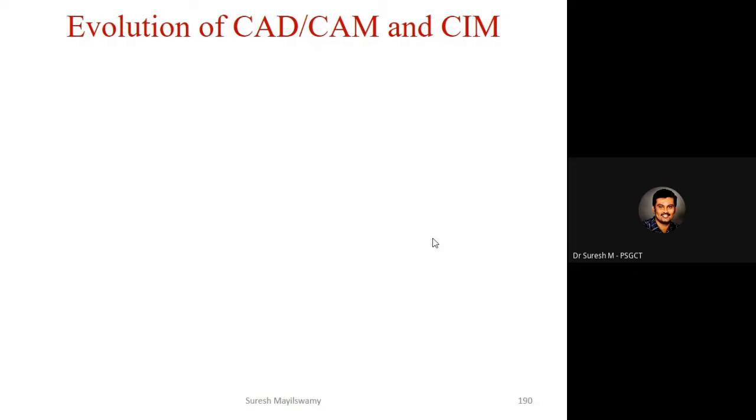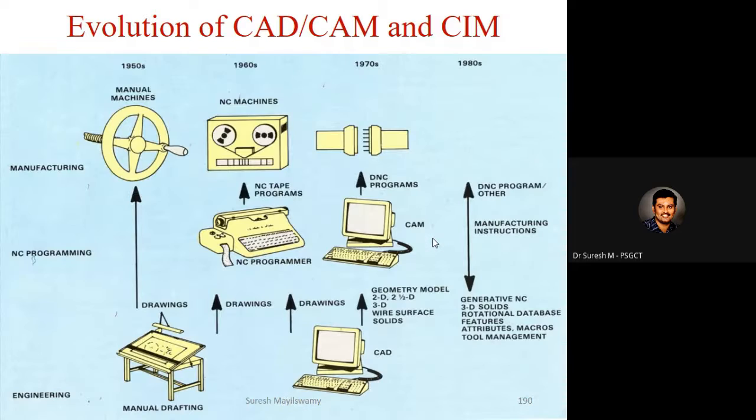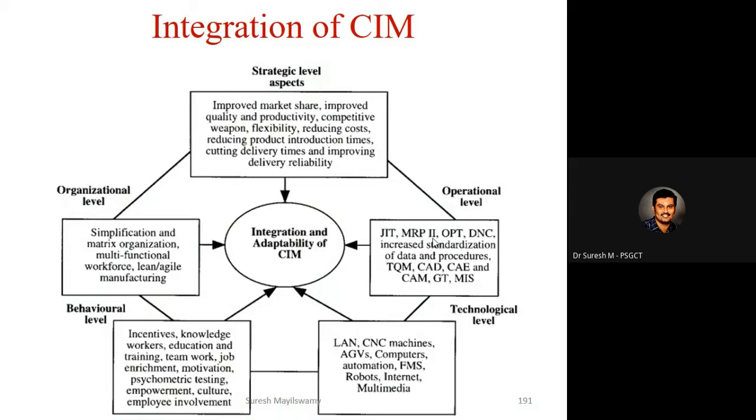This is how the CAD CAM and CIM evolved. So from the 1950s, 1960s, 1970s, and 1980s onwards, the CIM was widely used. So these are the integration stages of CIM: strategic level, operations level, technological level, behavior level, and organizational level. Considering the CIM, we have a CAD CAM process. In this, we have production control also. So considering the production control, we need to know a few important topics.